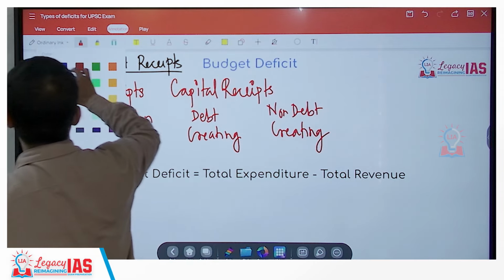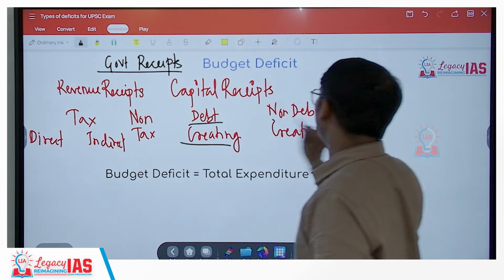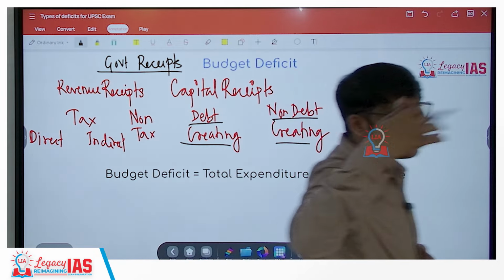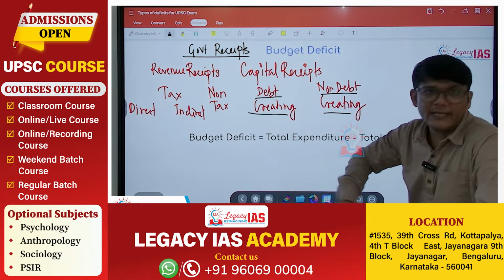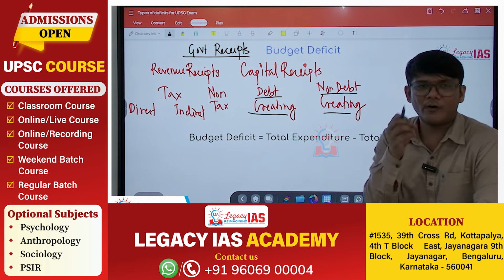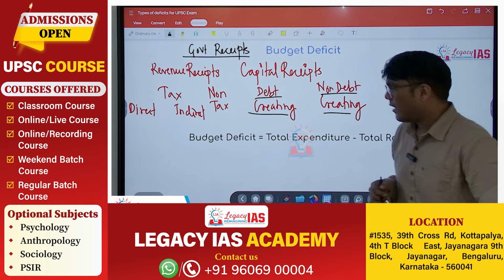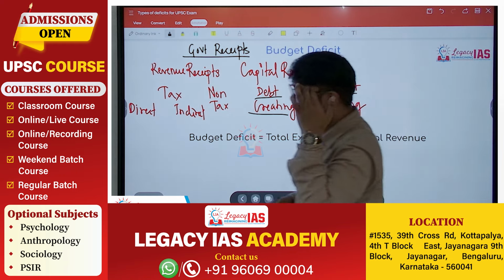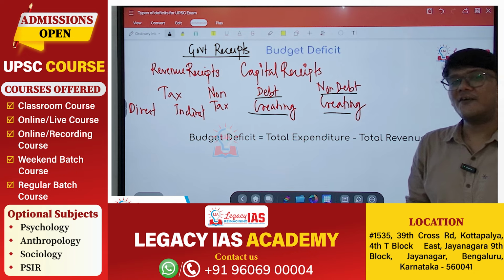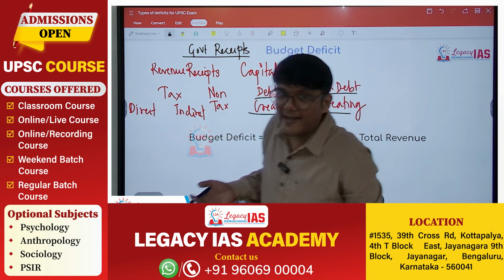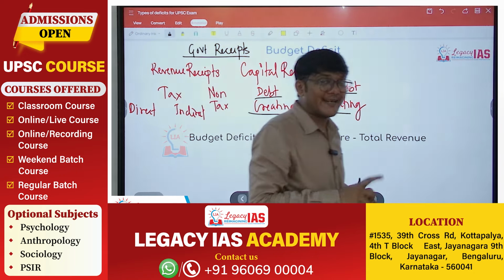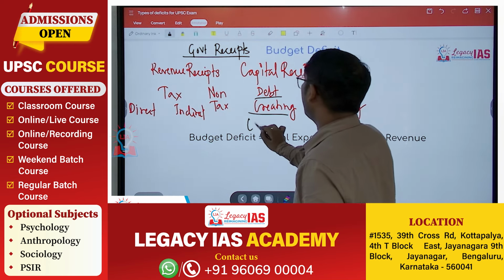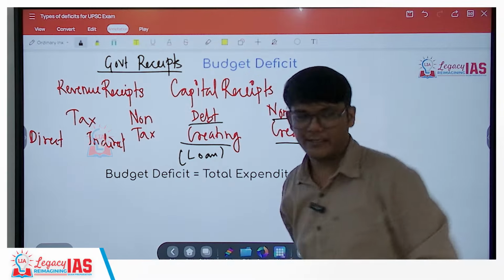Now let me explain the debt creating capital receipts and non-debt creating capital receipts. Whenever a capital receipt creates a debt, it will be debt creating. If it does not create a debt, it will be non-debt creating. For example, when I take a loan of 500 crores, that 500 crore is my capital receipt. But since I have taken that 500 crore as a loan, I have to pay it back. So a liability, a debt, is created. So it will be a debt creating capital receipt. So a loan would be a debt creating capital receipt.